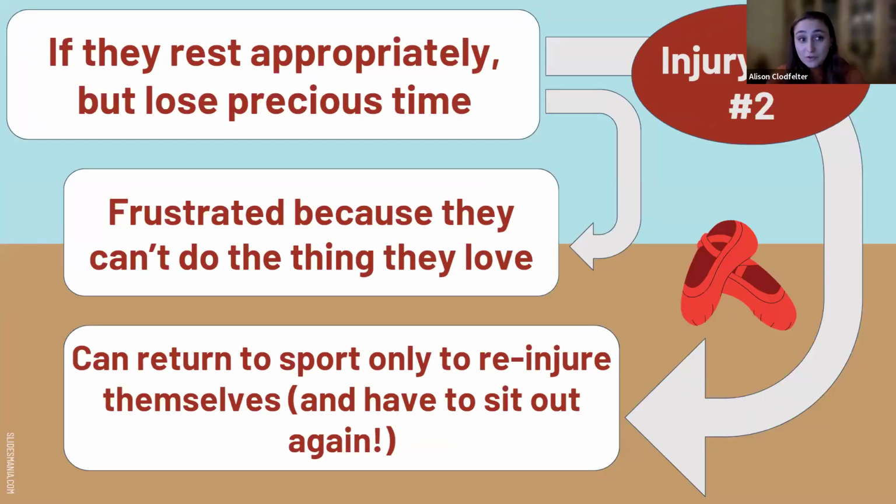Injury path number two, if your athlete rests appropriately but loses precious time, they become frustrated because they can't do the thing they love, or they might return to sport only to re-injure themselves and have to sit out again. Just remember, it takes 2 weeks to lose muscle mass, and while resting an injured area is very important, the longer an athlete takes complete rest, the longer their recovery process will be because of all that deconditioning.